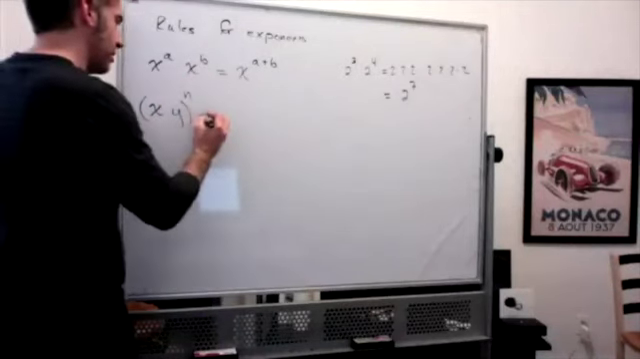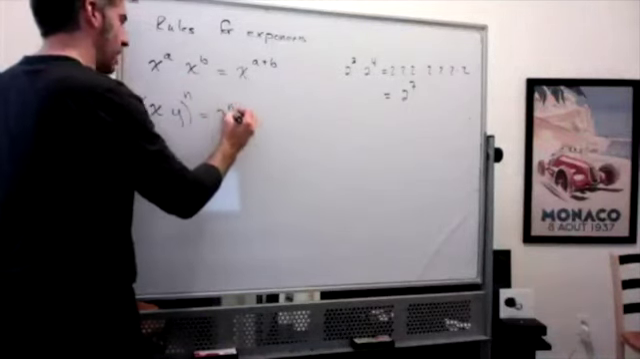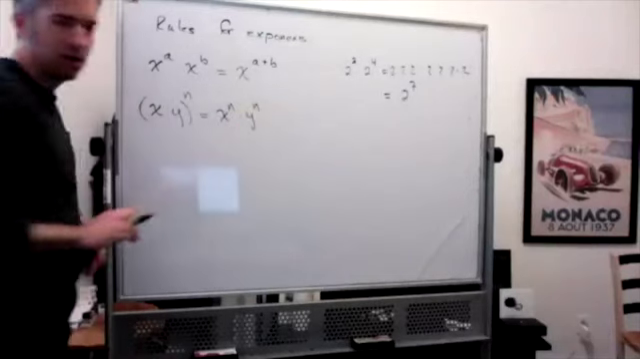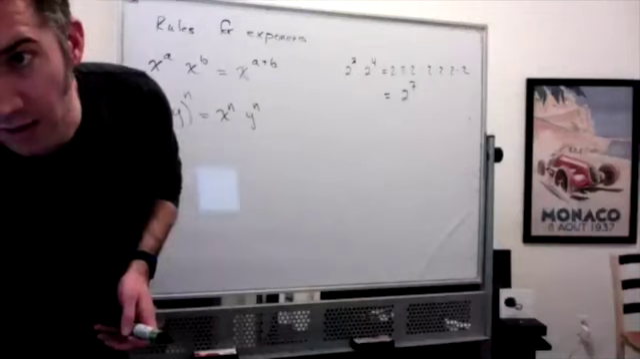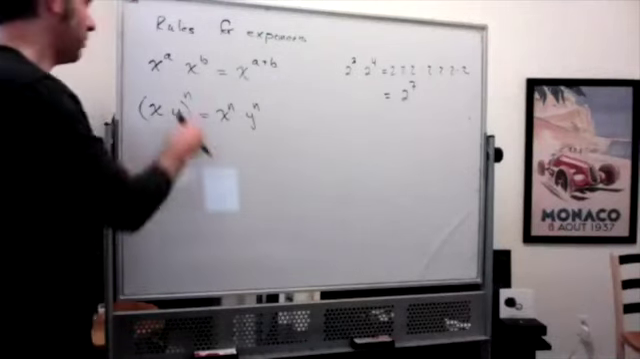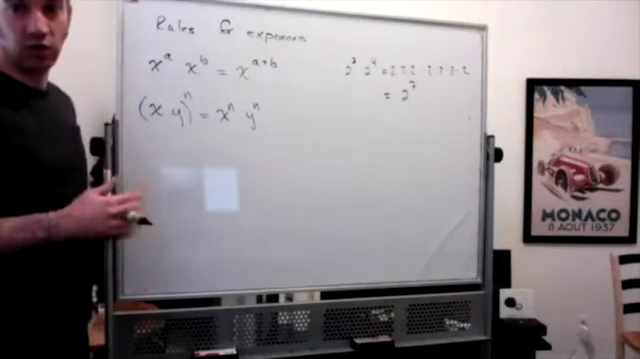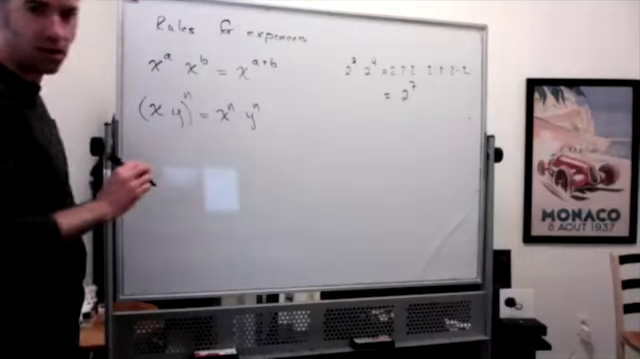You're going to get, in this case, x to the n times y to the n. And the way I kind of think about it is if you have some product raised to a power, that power distributes to each term in the product. Now, what else do we have?